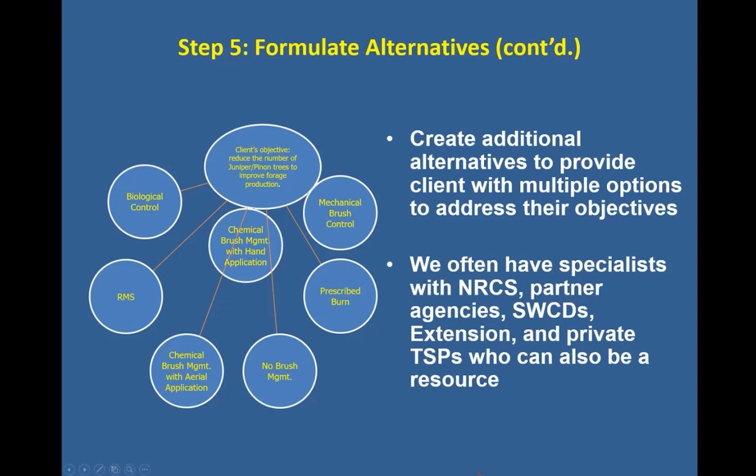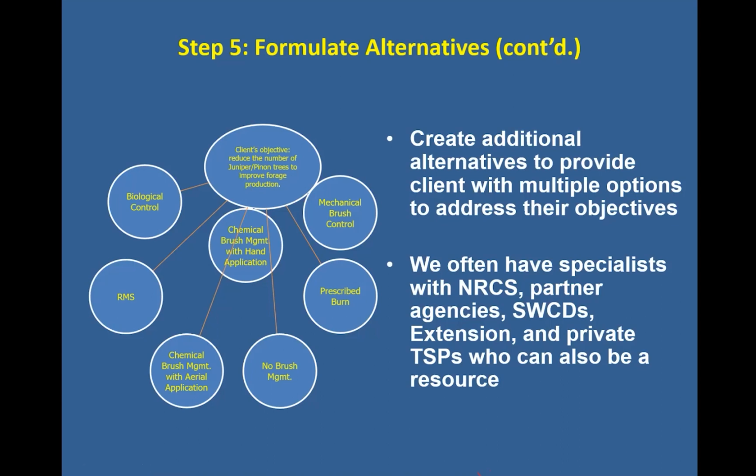One alternative could be mechanical brush control. The other could be prescribed burning. That's another method to address that resource concern. Then we have chemical brush management with hand application. That may be a situation where you don't have as much brush and it's a smaller area, so you may want to do it by hand with chemical. We may go down to another option, chemical management aerially. It may be a large pasture where it's not feasible to do it by hand, but you can do it by aerially treating it with some type of chemical.